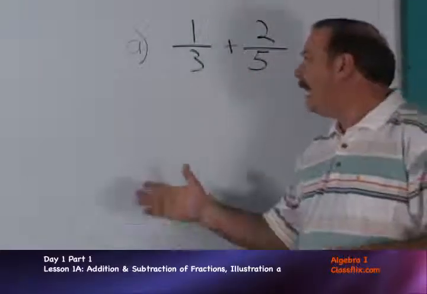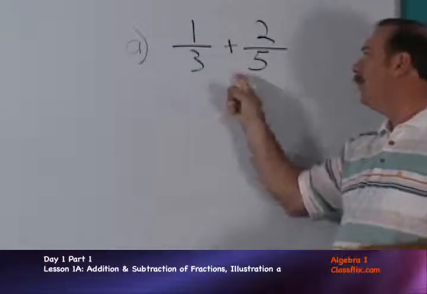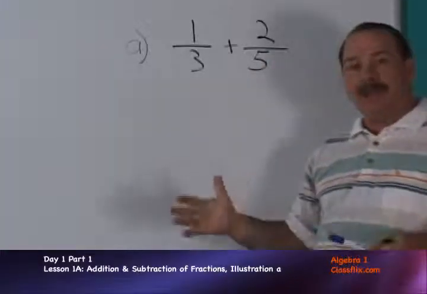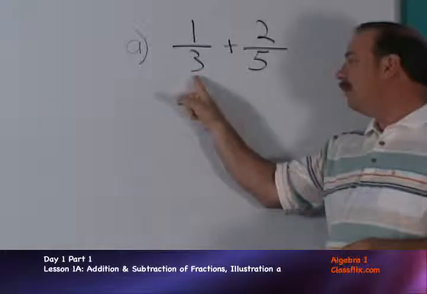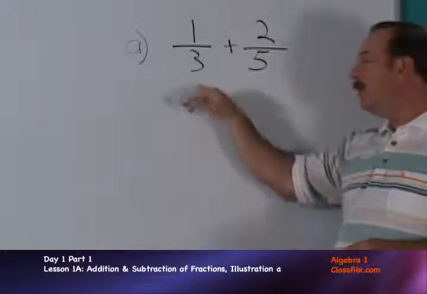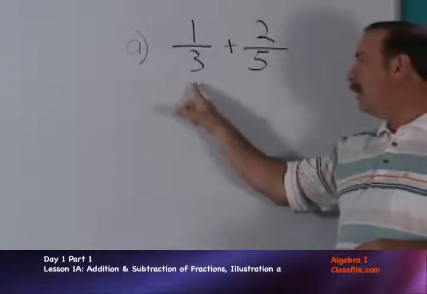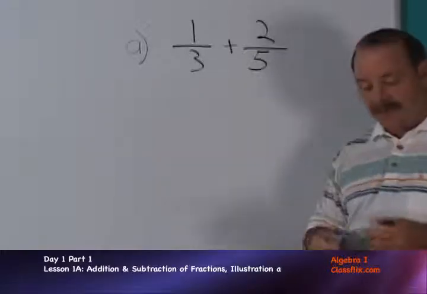Okay, for example A, we are given 1 over 3 plus 2 over 5. What we do not have here is a common denominator. We have a denominator of 3 and a denominator of 5. Because the denominator tells us that this is something that has 3 parts in a whole, and this is something that has 5 parts in a whole.